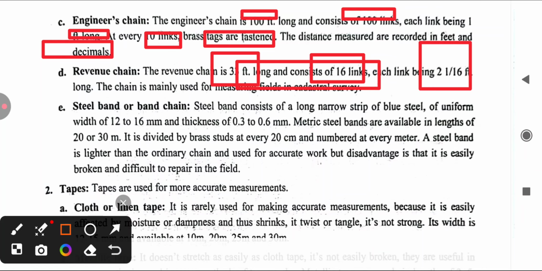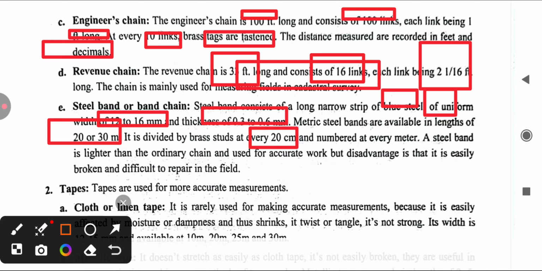The steel band or band chain. Steel band consists of a long narrow strip of blue steel of uniform width of 12 to 16 mm and thickness of 0.3 to 0.6 mm. Metric steel bands are available in length of 20 to 30 meter. It is divided by brass studs at every 20 centimeter and numbered at every meter. A steel band is lighter than the ordinary chain and used for accurate work, but the disadvantage is that it is easily broken and difficult to repair in the field.